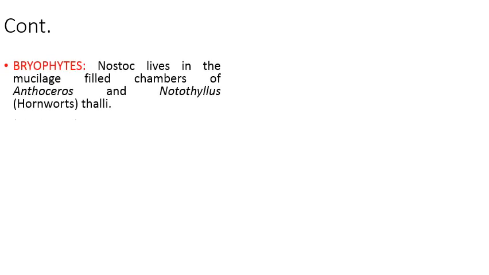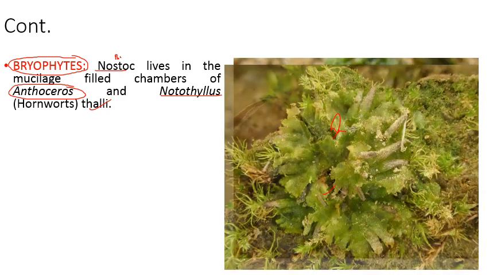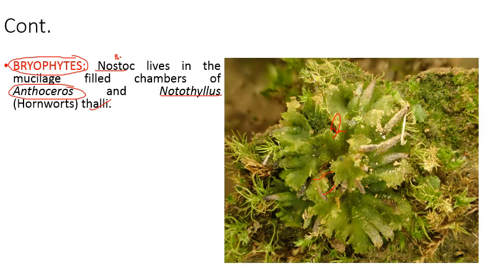The next comes algae which shows association with bryophytes. So Nostoc, that is a BGA, blue-green algae, lives in the mucilage-filled chambers of one hornwort named Anthoceros. तो ये Anthoceros जिन्हें commonly hornwort कहा जाता है और Notothylas सेम इसी के मेंबर हैं ये. इनके थैलस में पाया जाता है ये blue-green algae जो कि नाइट्रोजन फिक्सेशन में हेल्प करता है. So these are found in mucilaginous chambers of Anthoceros and Notothylas. This is the picture showing Notothylas.